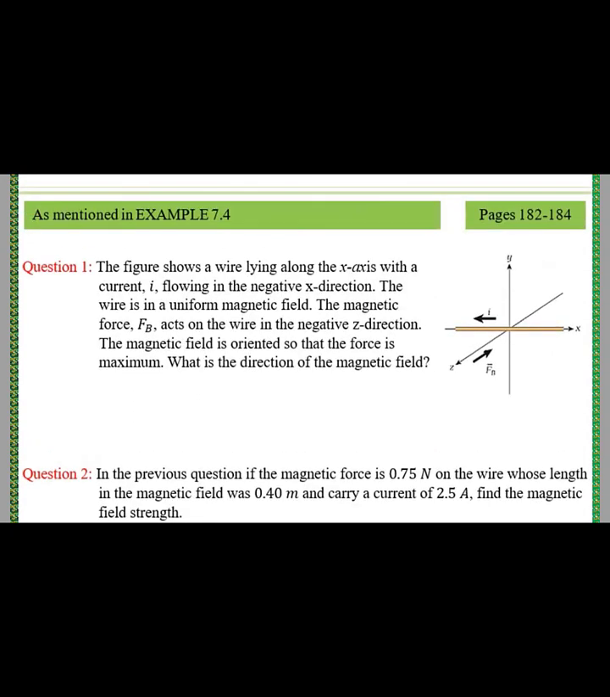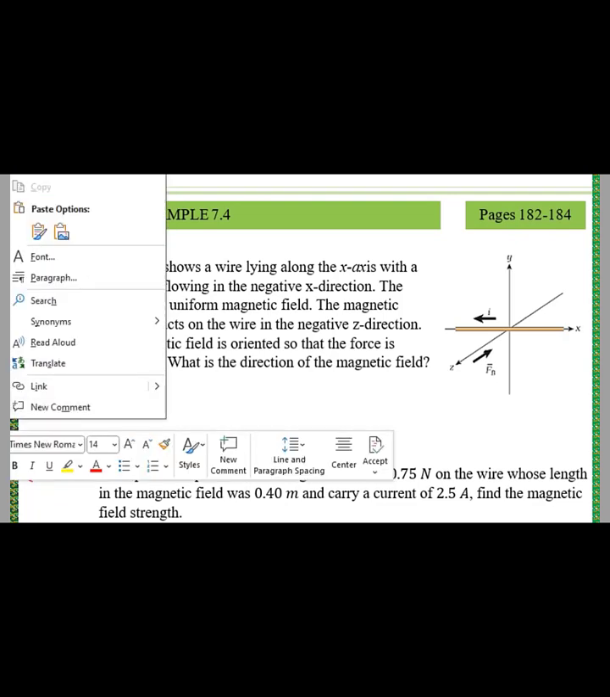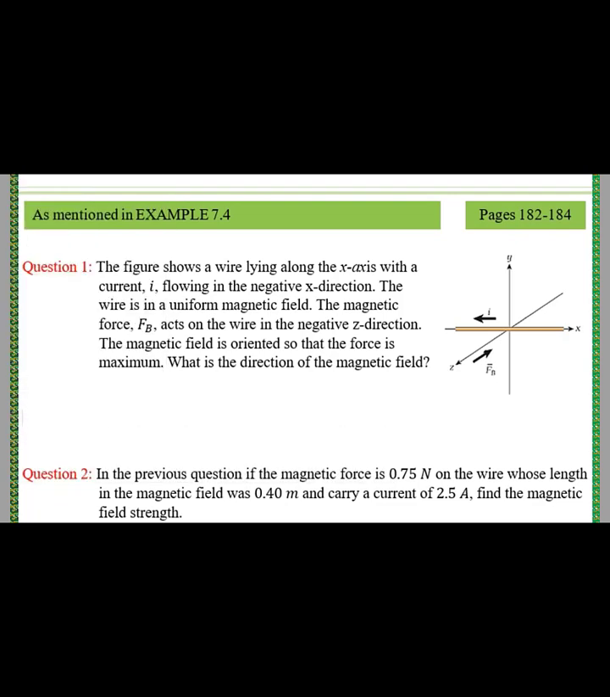The figure shows a wire lying along the x-axis with a current I flowing in the negative x direction. The wire is in a uniform magnetic field. The magnetic force FB acts on the wire in the negative z direction. The magnetic field is oriented so that the force is maximum. What is the meaning of the force is maximum? It is maximum when B is perpendicular to I.